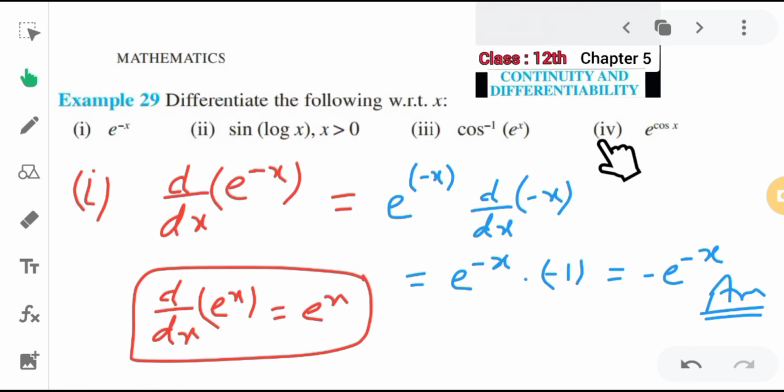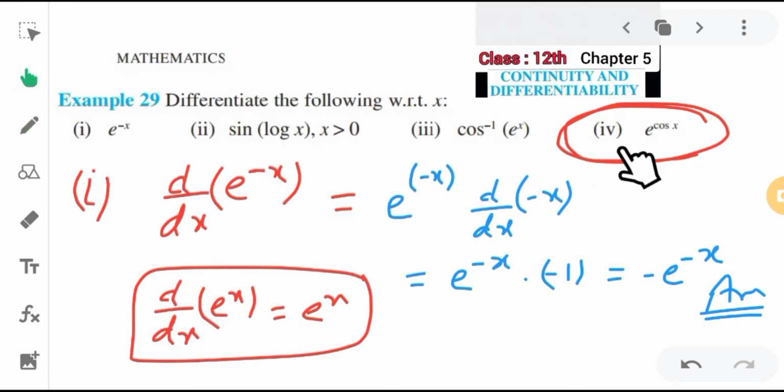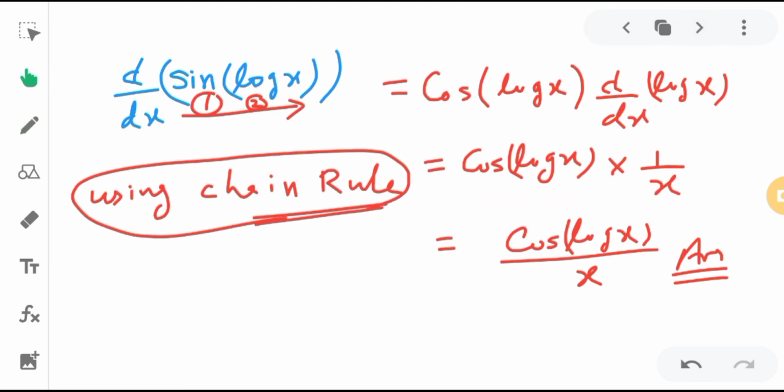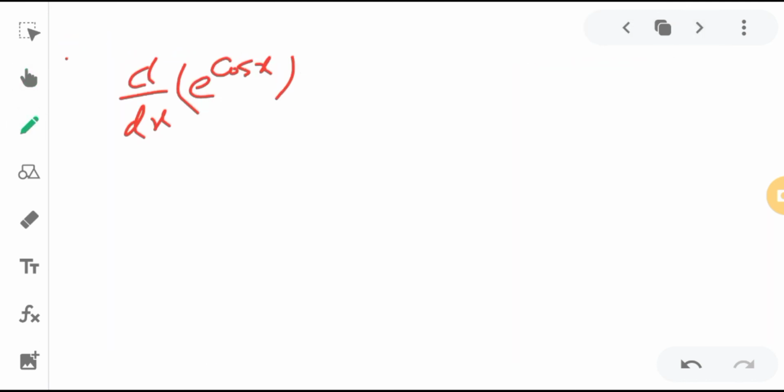The fourth part is we have to find the derivative of e to the power cos x. We have to find the derivative of e to the power cos x, correct? I will verify once. E to the power cos x. Okay, so this is our fourth part.